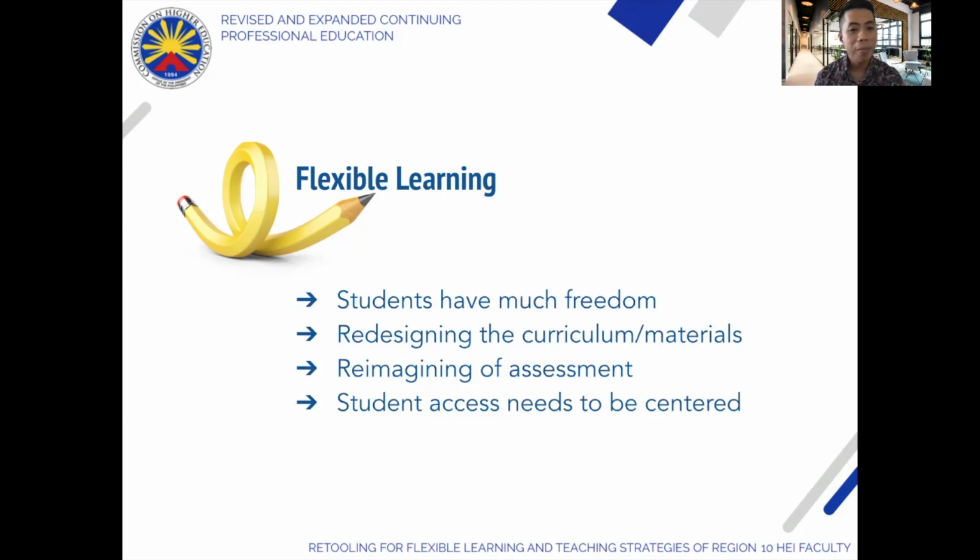We also need to reimagine assessment, and that's very important because we're no longer there to actually monitor how students are being assessed. And also, again, we have to think about student access, okay? Always think about student access when we design our course materials and our curriculum. Are they actually able to access it on their own? Not just about physically accessing the materials, but when they're doing it on their own, can they actually figure out the instructions? Can they understand the materials the way it is written?